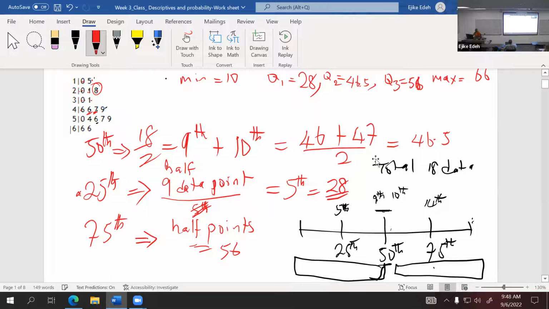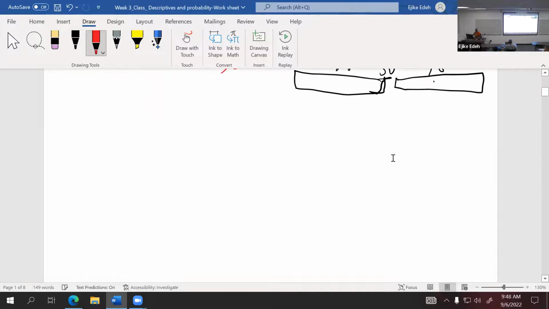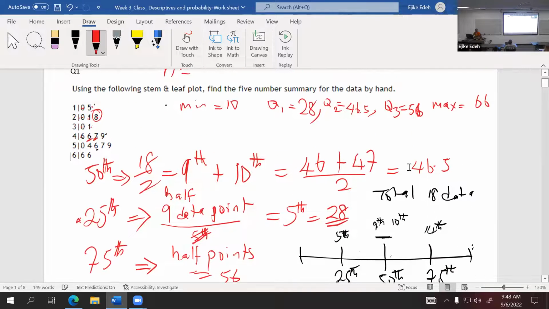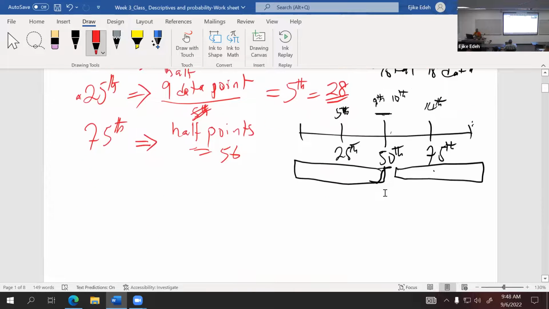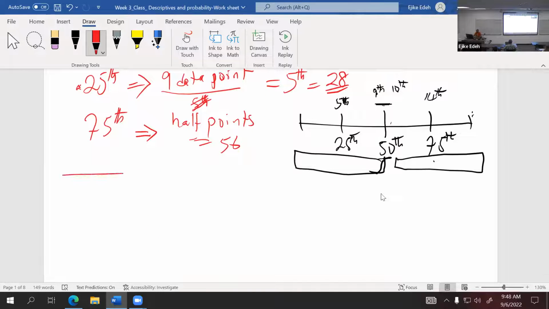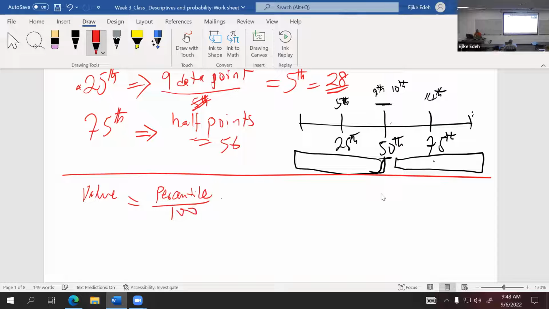Okay, and let's use the formula to work it out. Any question on this one before we try the formula? No concern. Okay. So let's go ahead and do the formula. So if we use the formula to find this out, the value of interest will be the percentile divided by 100 times n plus 1.